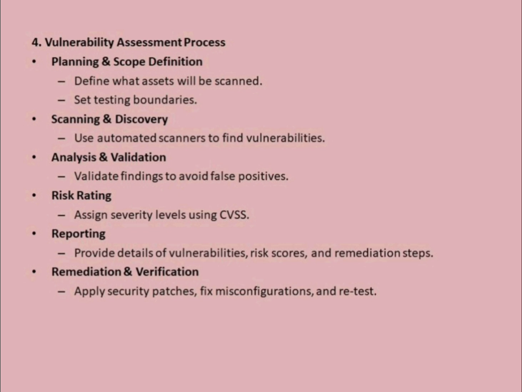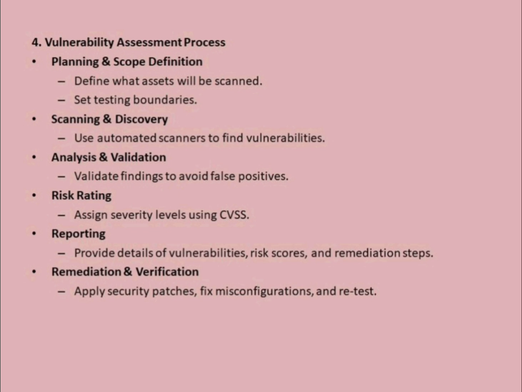1. Planning and scope definition. The first step in vulnerability assessment is planning and defining the scope. Here, the security team decides which assets need to be assessed, such as servers, applications, or databases, and sets clear boundaries for testing. This prevents unnecessary scanning of systems that are not part of the organization. For example, a bank may choose to scan only its online banking servers and exclude employee personal devices. This step ensures the assessment is focused and well-organized.